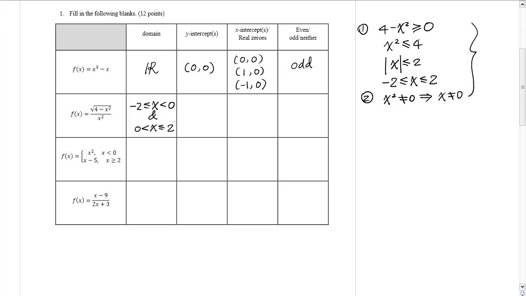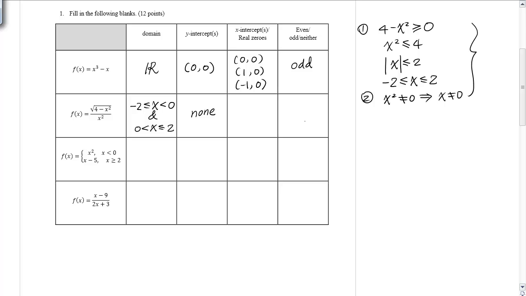Y-intercept, again, plugging in x in order to solve for the y-intercept. However, in this case, because x cannot be 0, otherwise the denominator is 0 and the function is undefined, and also 0 is excluded from the domain, for this reason, we cannot evaluate the y-intercept for this function.